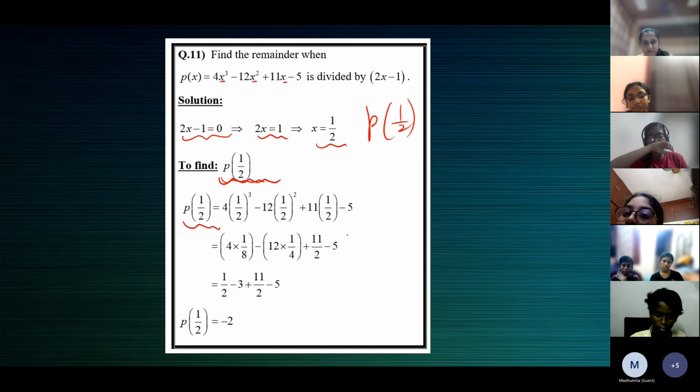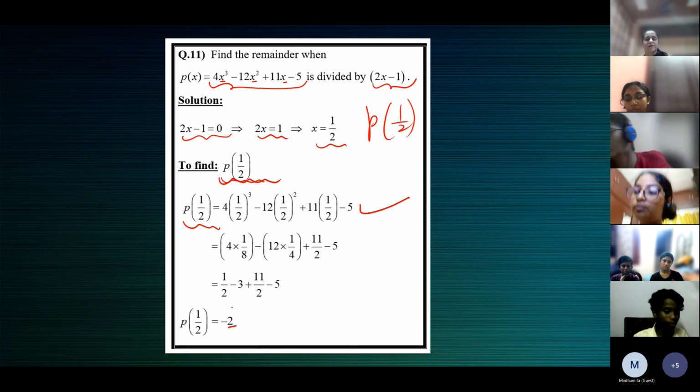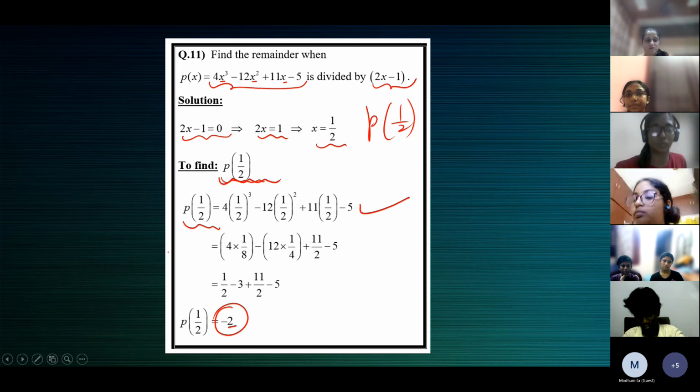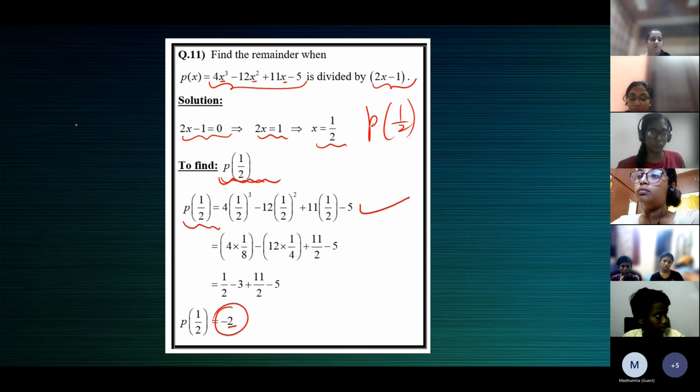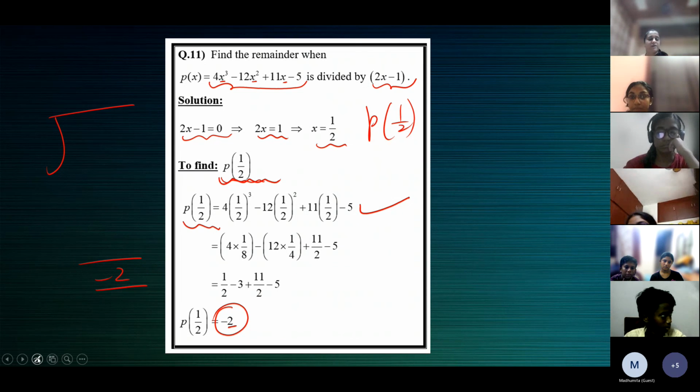And when you work that, see, this is numerical, so you can help yourself. When you work this, you get -2. So that means when you divide p of x by 2x minus 1, the remainder is -2. When you actually do the long division, the remainder will be -2.